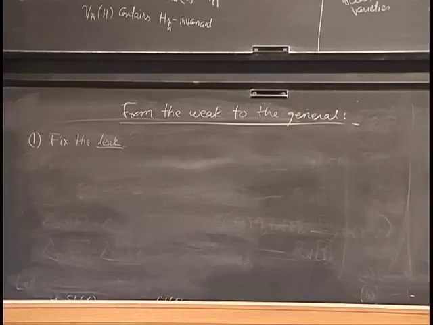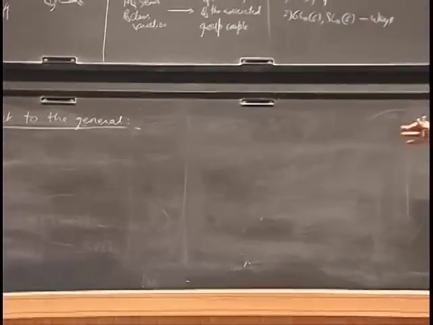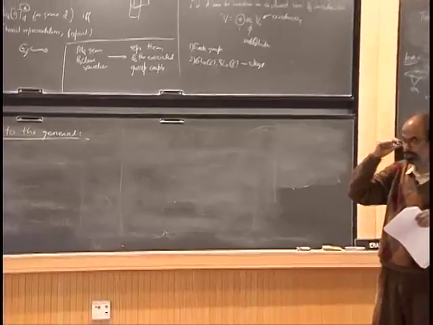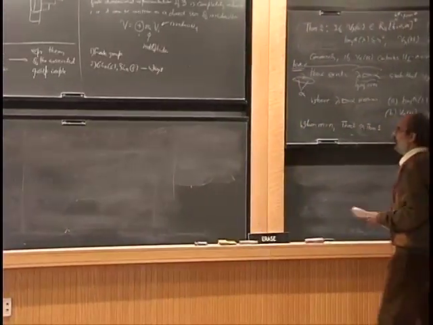Question about the proof of the weak form. Do you actually find the D, the degree for which the obstruction occurs? How explicitly do you get the D? There is a degree, 2n or whatever. Okay, fix the leak.